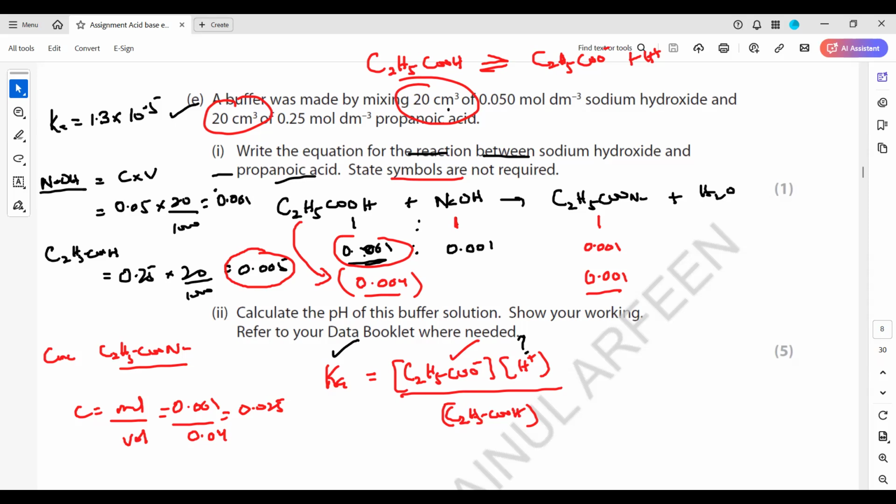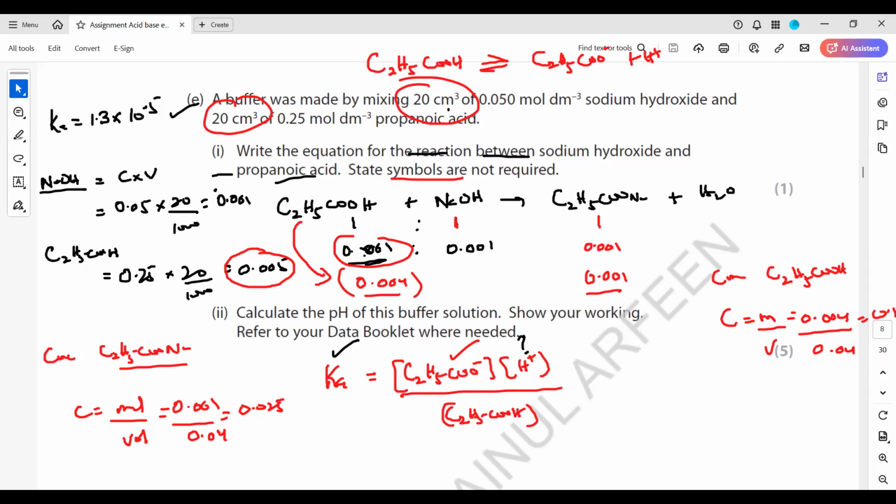Then we need the new concentration of acid because not all of the acid is used up. Some acid is still there. So now the new concentration of propanoic acid, C2H5COOH, again, the concentration will be moles divided by volume. So 0.004 moles and divided by 0.04. So 0.004 was divided by 0.04. That will give us the new concentration, which is 0.1.